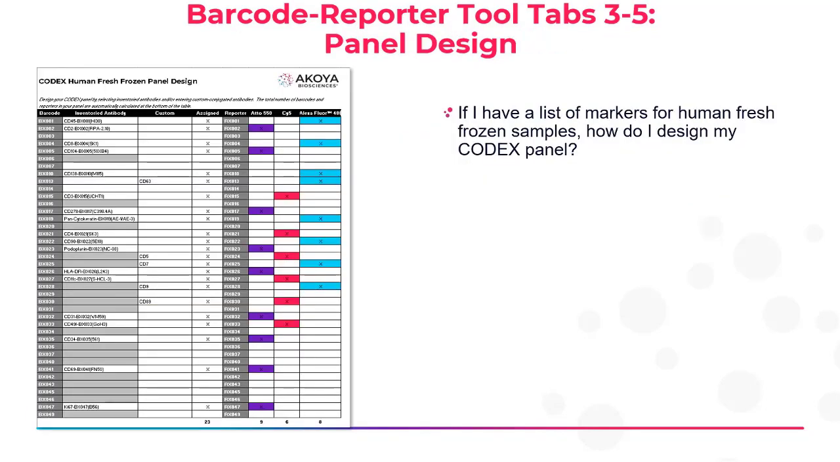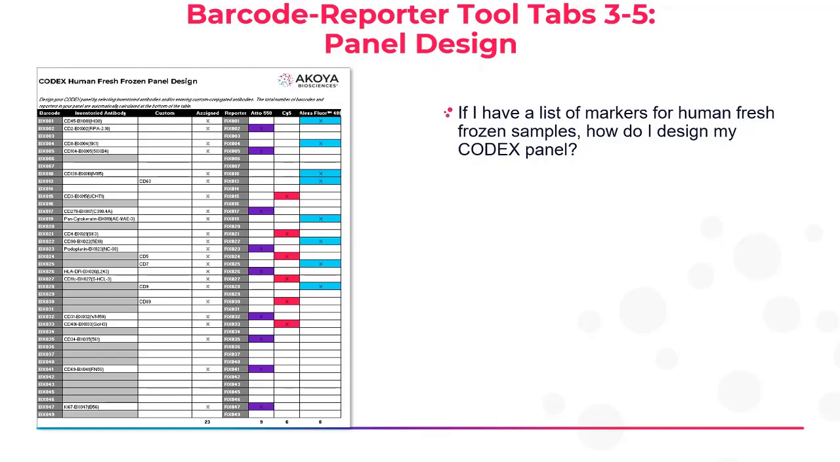The final 3 tabs in our antibody design tool are a place for you to organize your antibody panel, which can include both inventoried and custom conjugated antibodies. So if you were to ask, "I have a list of markers for human fresh frozen samples, how do I go about designing my panel?" You would use this particular tab.